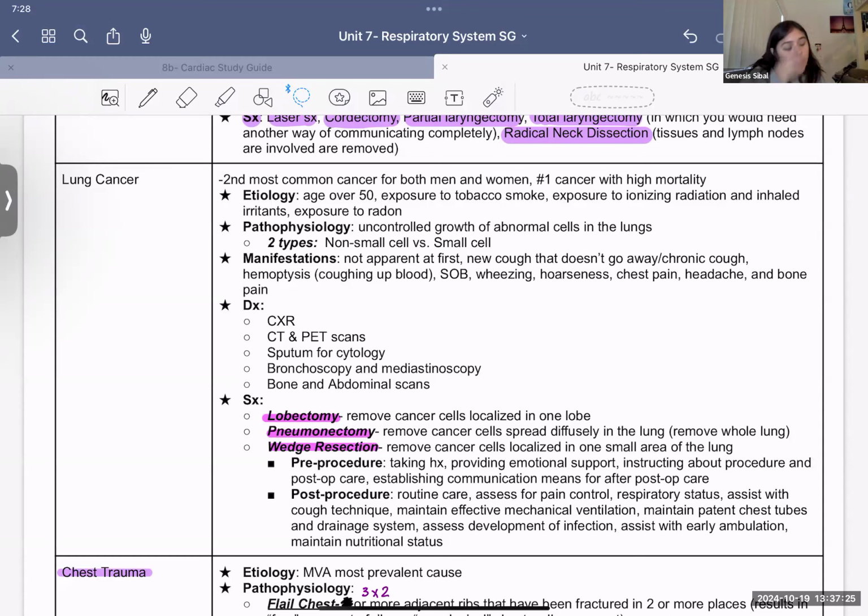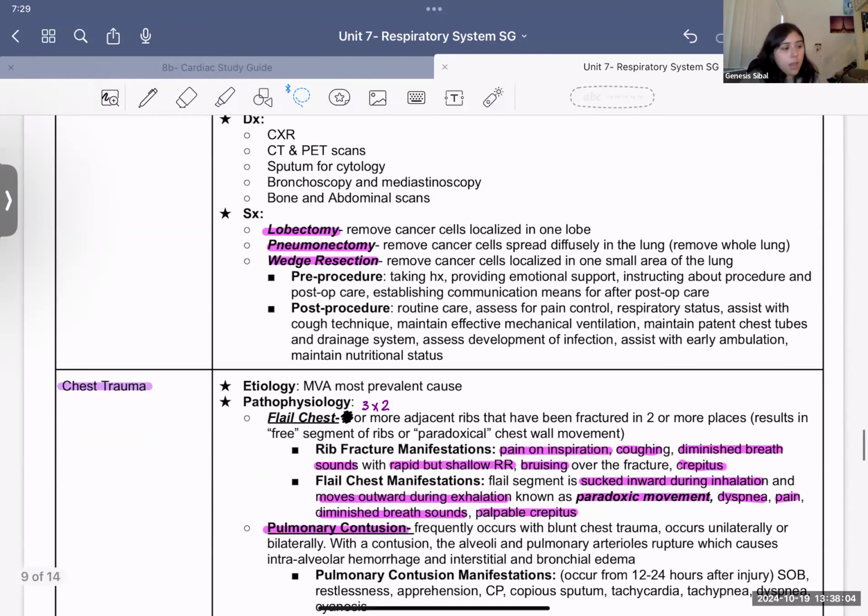For manifestations, it's not apparent at first, and then you end up having a new cough that doesn't go away. You're coughing up blood, which is called hemoptysis. I don't even know how to say that. Hemoptysis, I think. Shortness of breath, wheezing, hoarseness, chest pain, headache, and bone pain as well. Remember, with bone pain, I think lung cancer is one of them, right? So that can lead to bone complications and musculoskeletal complications as well. Diagnostics: chest X-ray, CT, and PET scan, same thing that you always do for cancer. Sputum for cytology, bronchoscopy, bone and abdominal scans. It's going to be the same thing basically every time.